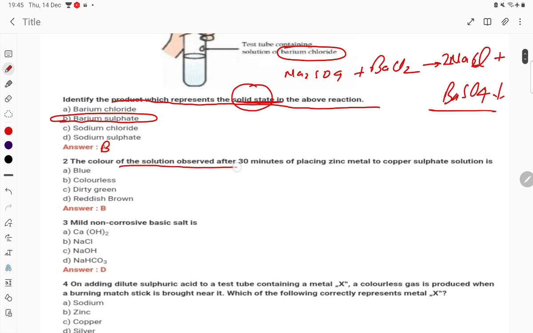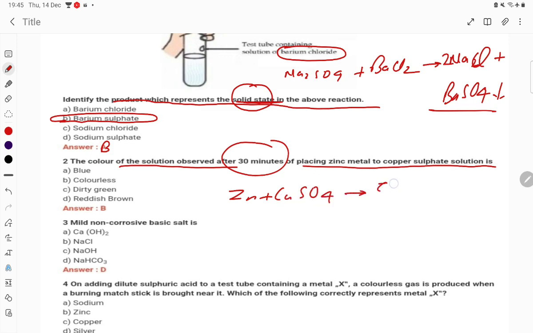Now second question. The color of the solution observed after 30 minutes of placing zinc metal in the copper sulfate solution, student. So Zn is there, copper sulfate is there. Zn plus copper sulfate is going to give ZnSO4 plus what, student? Cu, right? Since this is blue color, and when it is reacting with the zinc, it is displaced, so the blue color will disappear and it will become colorless, student.